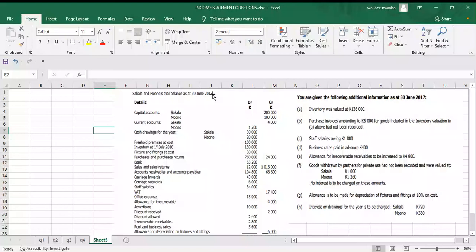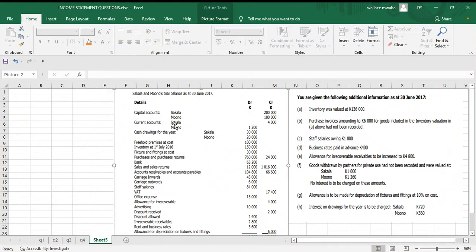and Mono. You can see that we have the capital accounts, which show how much capital each partner has put into the business. We have the current accounts, which show how the partners share their profits or losses. We have the cash drawings for the year, which show how much each partner has removed from the business. But basically, the question has told us we have to make an income statement for this partnership.